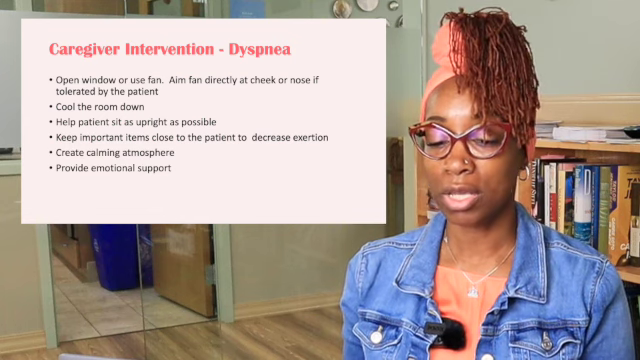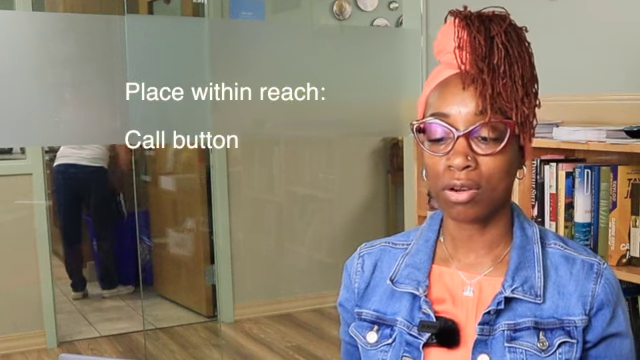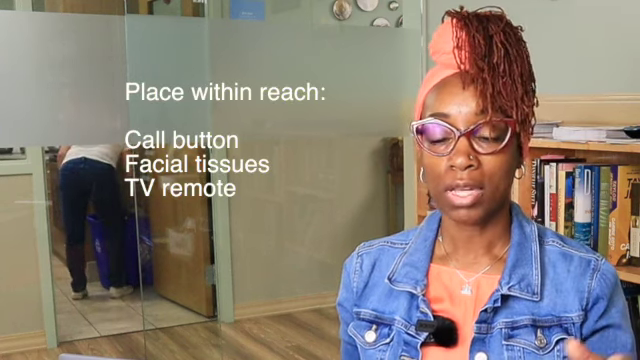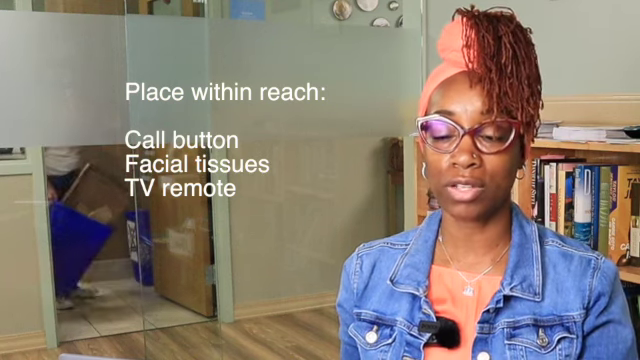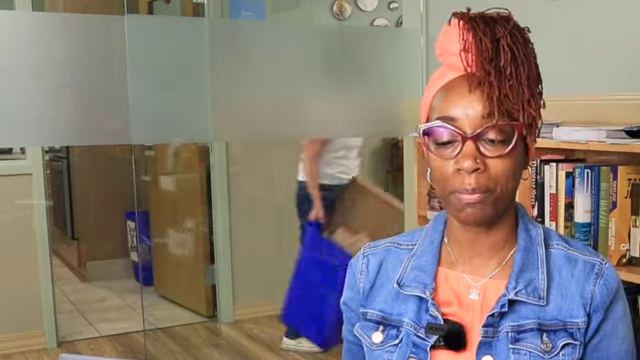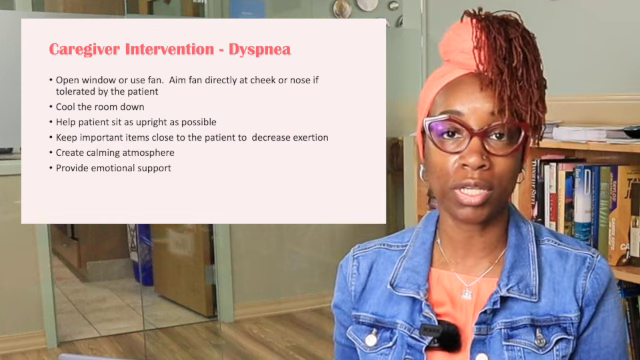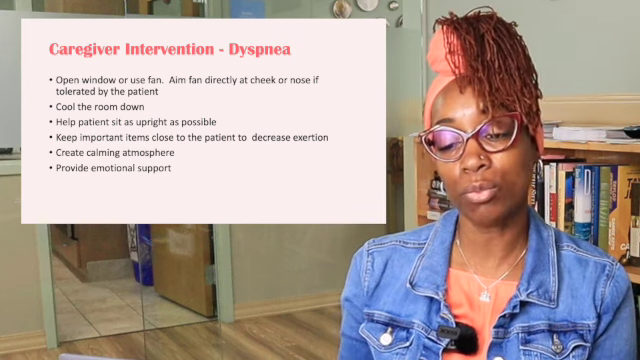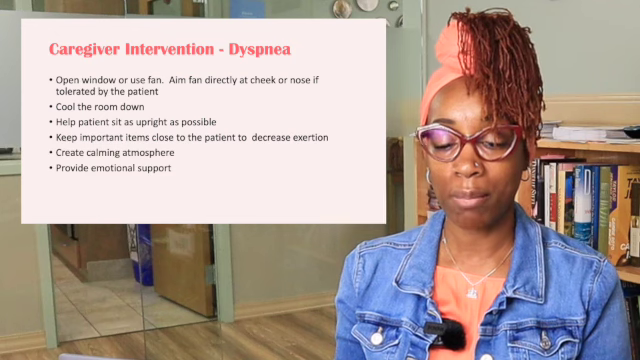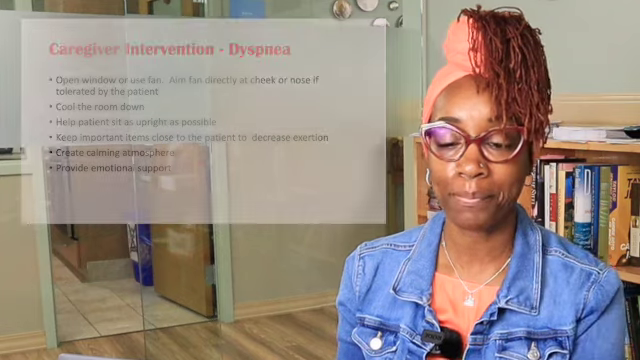Important items, keeping those things that they would need to utilize in close reach, like their call button, or if they need Kleenex, or the remote to the TV, keeping those things so that they're not exerting too much energy to try to get them. Creating a calming atmosphere for some residents, that may be turning on music or turning the TV on to something that's very calming to them, or just looking out the window to see the beautiful patio. That may be something very calming, and providing emotional support at that time.